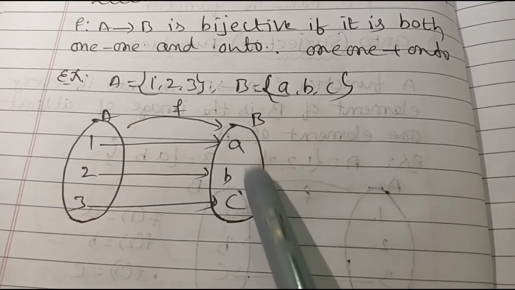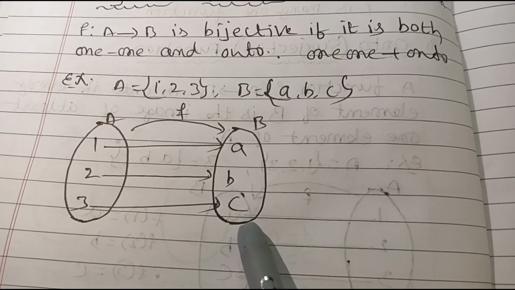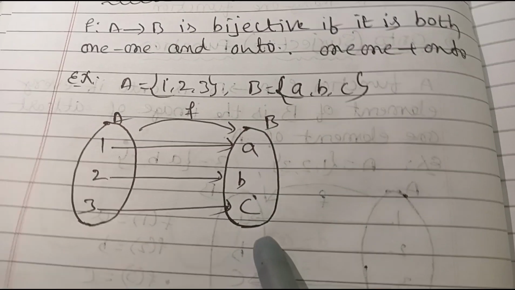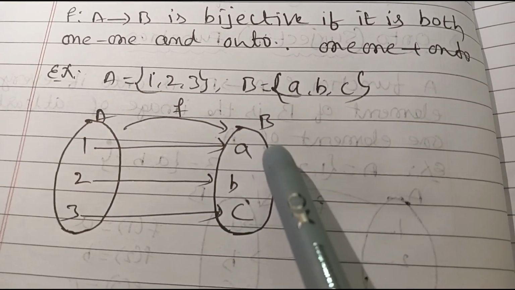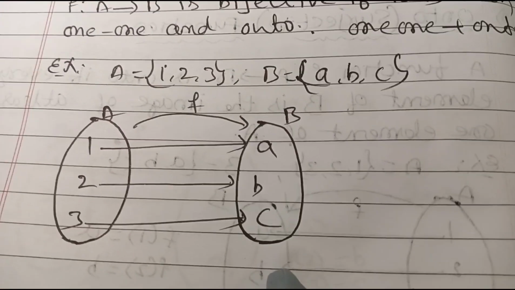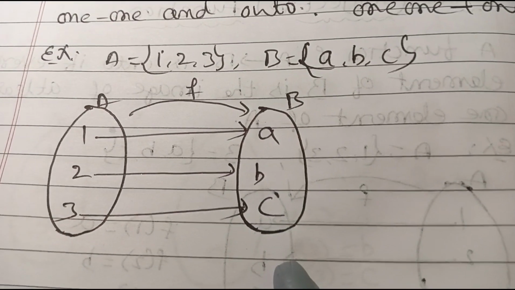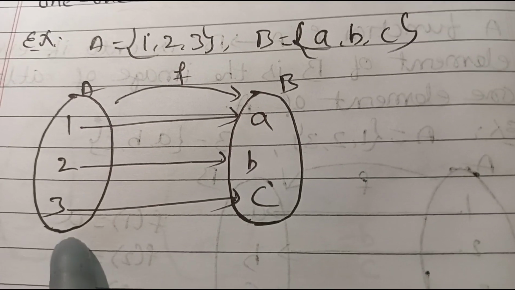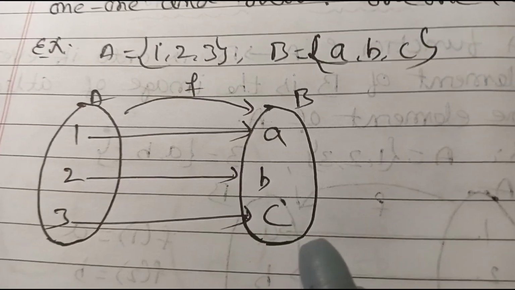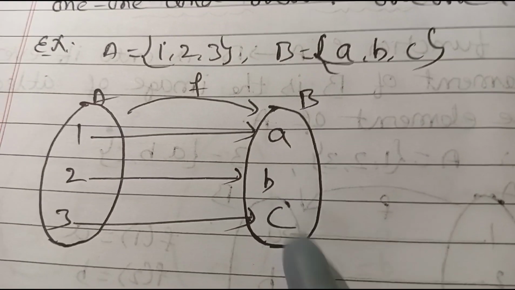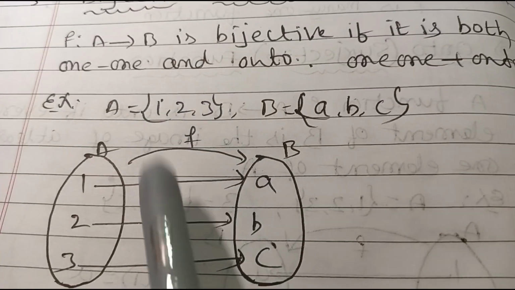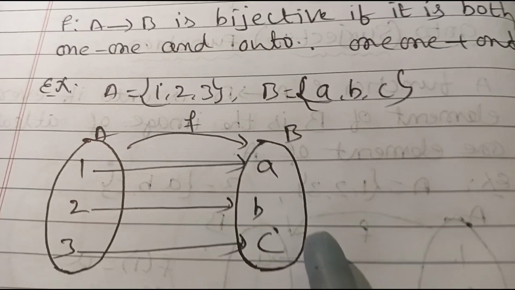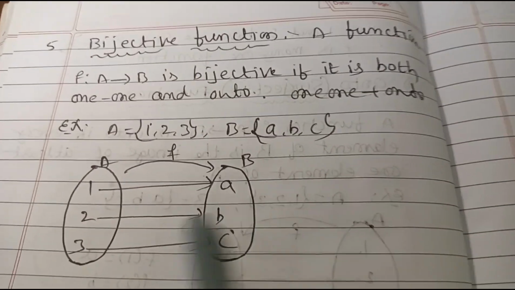Also, all the elements of set B are images. That is, no element of set B is left out. All the elements of set B are images of some element of set A. So therefore, this is also onto. Hence, this function is both one-one and onto. Hence, it is called a bijective function.